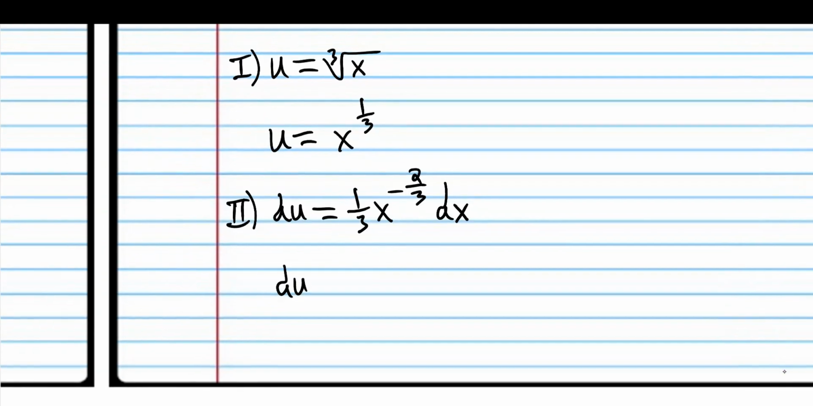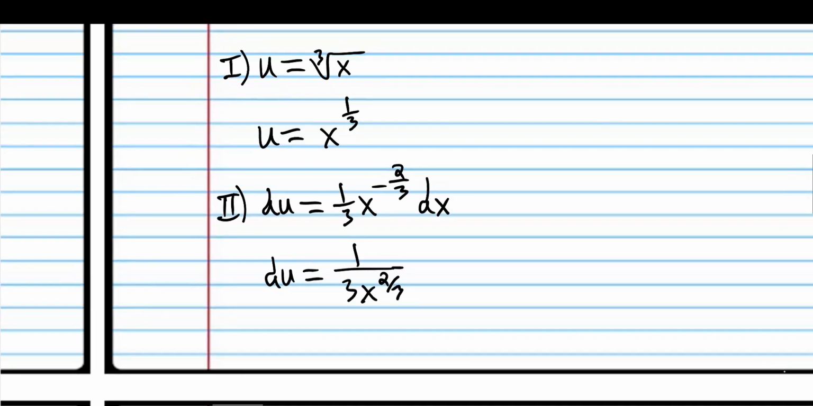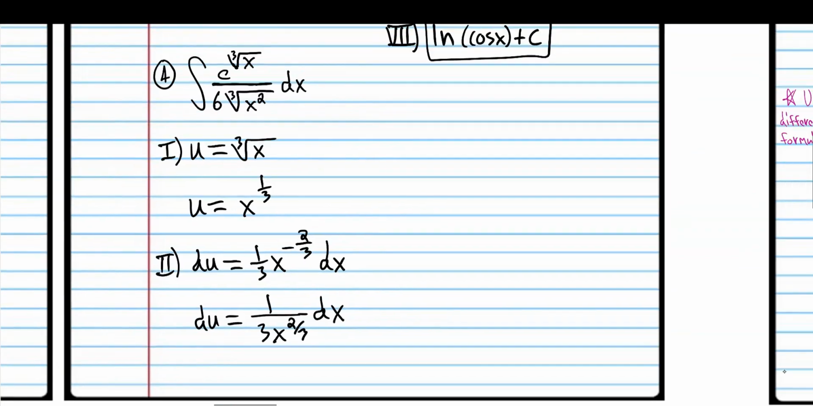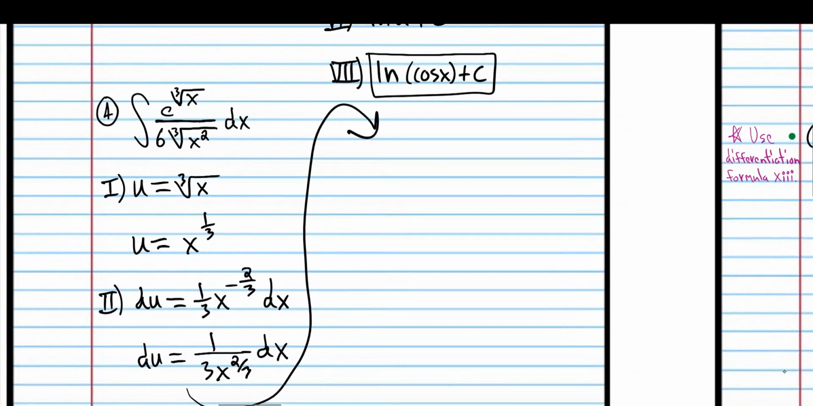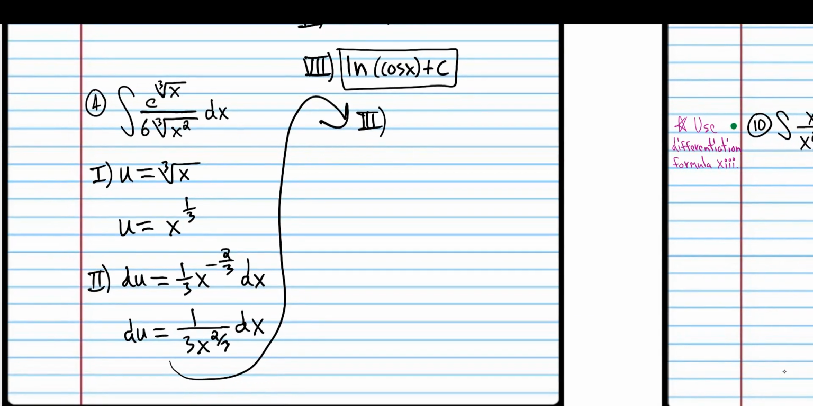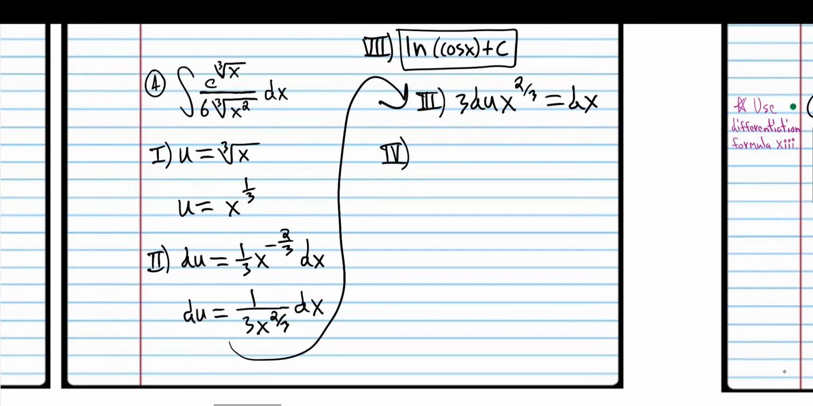And now, before we solve for the ornament, I'm going to rewrite this expression. And I think we'll go up here for step number 3. We're going to solve for the ornament, and we get 3 du times x to the 2/3 is equal to dx.